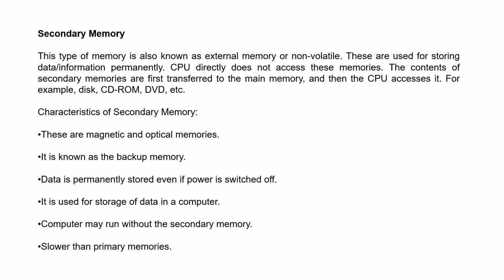Characteristics of secondary memory are: this is a backup memory, and the data is permanently stored even if the power is switched off. It is used for the storage of data in a computer. A computer may run without the secondary memory, but the computer cannot run without the main memory. These are slower than the primary memories. That's all.